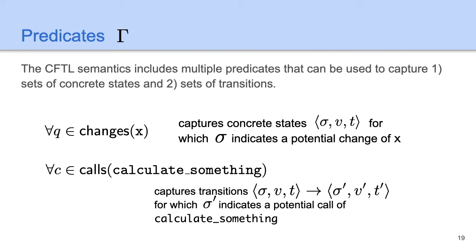We now pass on to the next predicate, which is calls calculate something. This is a similar idea to the previous predicate, except in this case we capture transitions. And again, we use the symbolic control flow graph information that's encoded in the concrete states. For example, in this case we have a transition, which is a pair of two concrete states, and then we say that a transition satisfies this predicate if the second concrete state in that transition points to a symbolic state which indicates a potential call of the function calculate something.